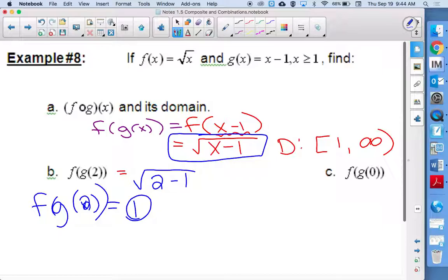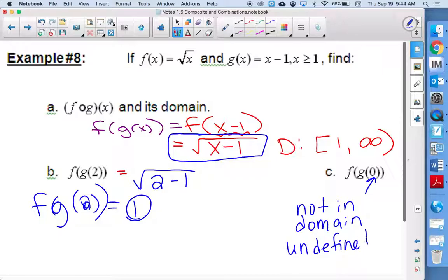F of g of 0. Josh, what do you have for letter C? I just said not possible. Why not? Because first of all, 0 doesn't fall within the domain. Yeah. 0 isn't in the domain. If it's not in the domain, it's not possible. So you would say it's undefined, there's no solution. One of those two words. You don't even need to plug that in. If you recognize that they're giving you a value that's not in the domain, no work necessary. 0 isn't in the domain.